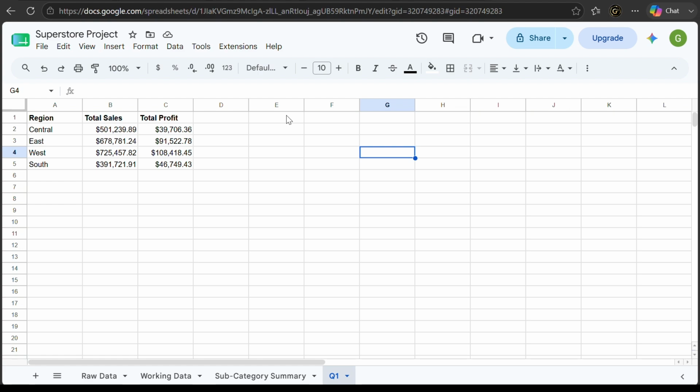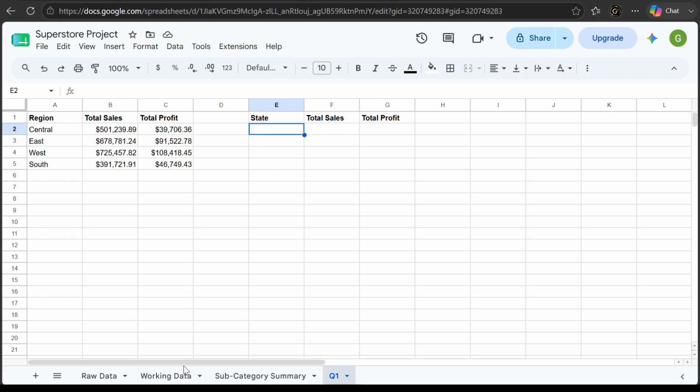So let's do the same thing again. In E, we are going to type states, right? I'm going to say Control B, and then in F, I'm going to type total sales, and then in G, I'm going to type total profits. Now remember, we're trying to look at total sales and total profits in terms of states, and the total sales and total profits in terms of regions here.